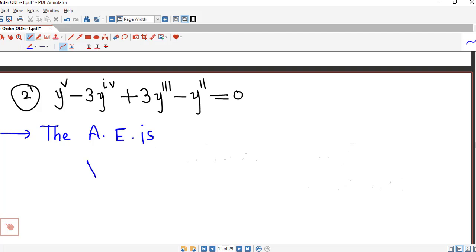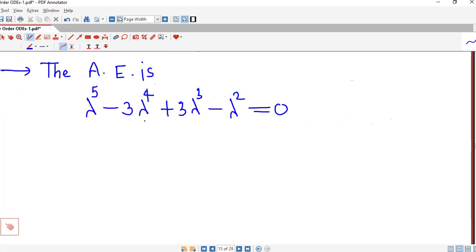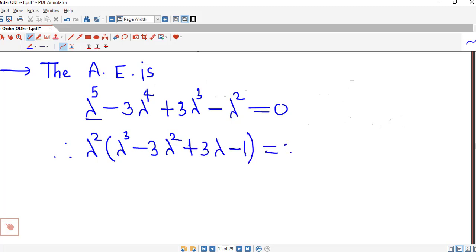Auxiliary equation here is fifth derivative of y is replaced by lambda raised to 5 minus 3 times fourth derivative of y is replaced by lambda raised to 4. Third derivative is replaced by lambda raised to 3 minus second derivative is replaced by lambda square equal to 0. Now there is lambda square in every term, so we can take lambda square common. So here we will be having lambda cube minus 3 lambda square plus 3 lambda minus 1 equal to 0. Now if we observe, this is nothing but cube of lambda minus 1.